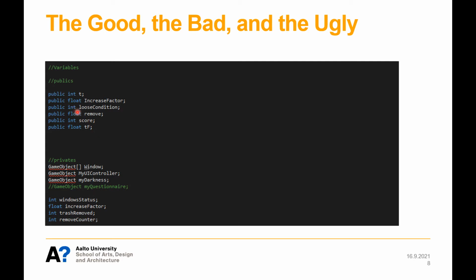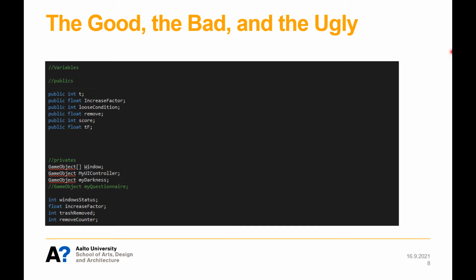We have here something that's called loose condition, which is weird. Usually you would expect it written with one O because it is probably the case when the player will lose the game, but we have no idea. The same here is just TF. I have no idea what this might be.